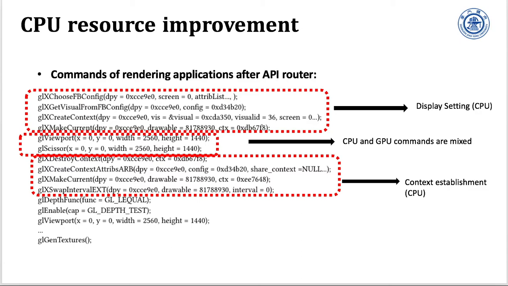On the client side, after the API router, there are still many CPU workloads left, including context establishment and display settings within a command buffer. In addition, there is another issue: the CPU commands and the GPU commands are mixed together. Thus, the library stub will go a further step to leave some more workloads to the client side.